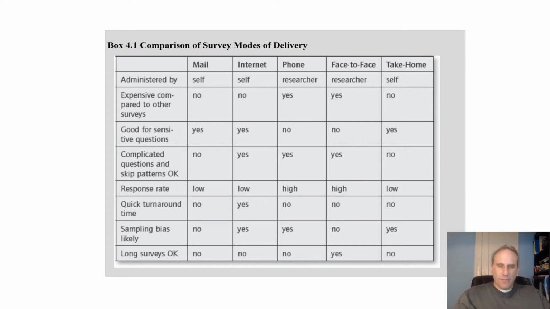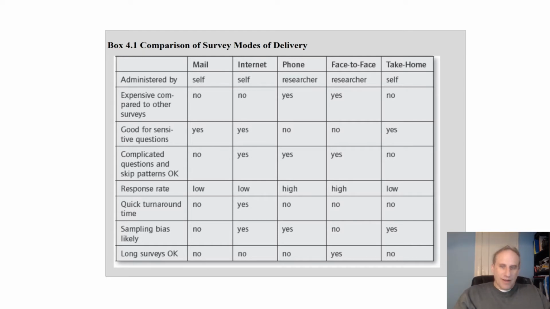This is, from your book, a sort of comparison of the major survey modes of delivery, where how is it administered? What's its expense compared to other surveys? Is it good for asking sensitive questions? That's one place where take-home surveys are often better because people are willing to just write it in, send it back anonymously in ways that even when they feel it's anonymous, a phone survey they might not be as comfortable with. Can you do complicated questions, skip patterns?